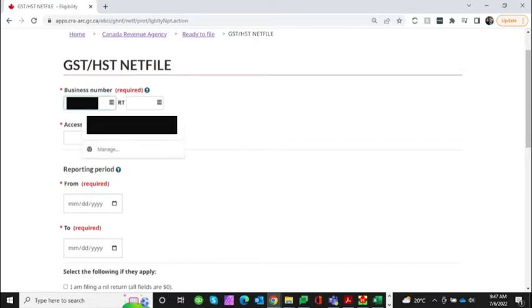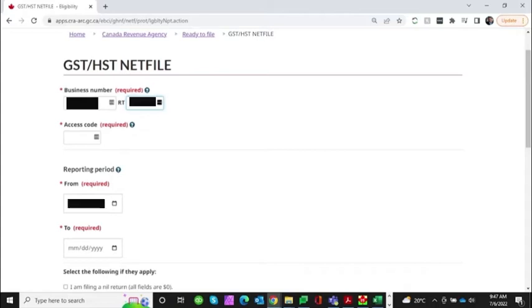The first thing on this net filing screen is that we need to know the business number. I know the business number for my client, and obviously I'm going to hide it so that you won't be able to see it. But just to let you know, this number is a 9-digit number.